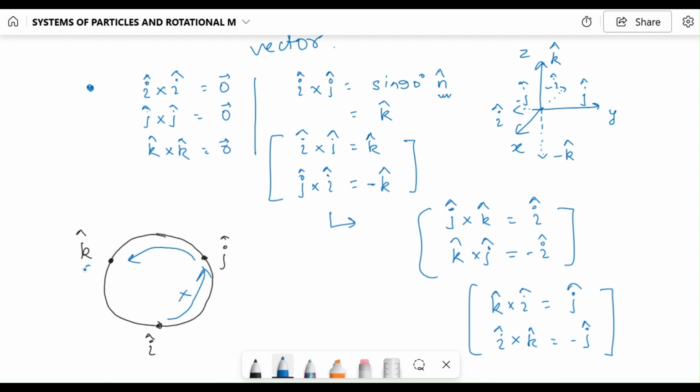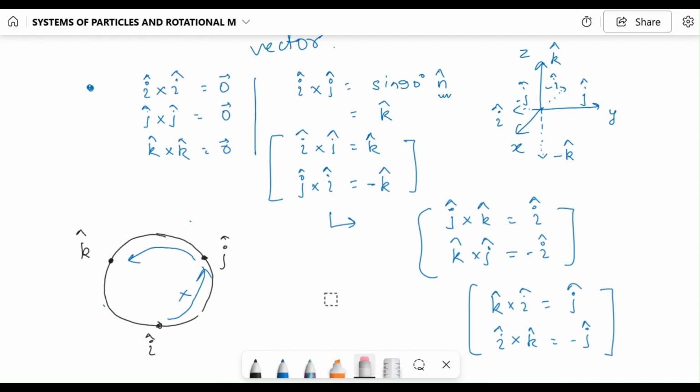In the same way, if we are doing k cross i, the resultant will be j cap. And similarly, j cross k will be i cap. And if you are moving in the opposite direction, it will be with a negative sign. For example, i cross k will give you minus j cap, or j cross i will give you minus k cap.